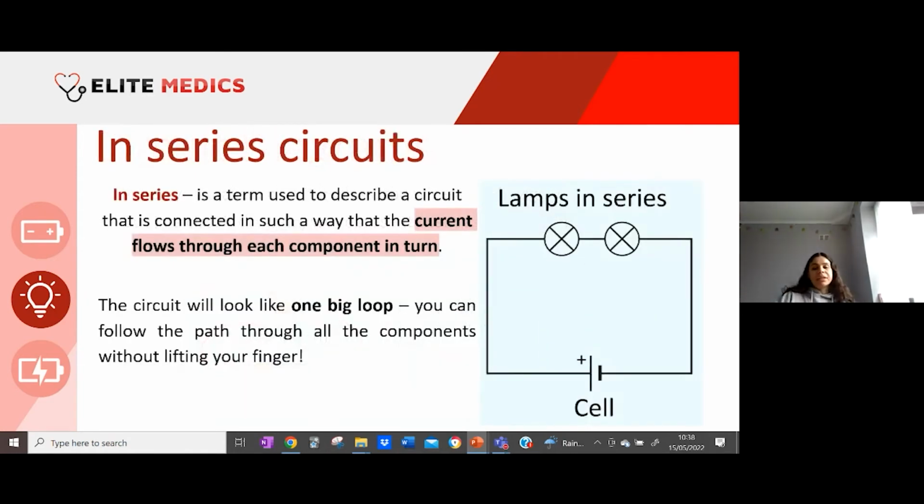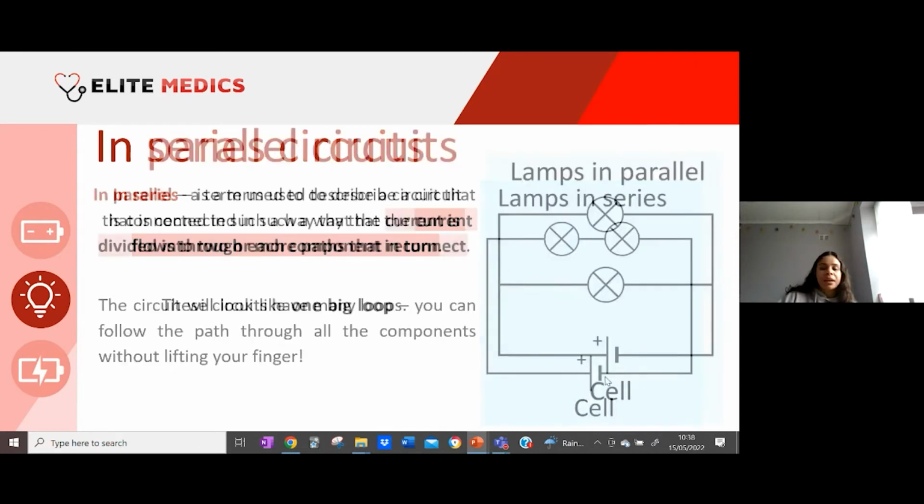So in series, this is a term that we use to describe a circuit that's connected with each component in turn. So you can see how we start off with our cell, and then we're flowing from positive to negative. So our current flows this direction through each lamp and then back to the cell, and it looks like one big loop.